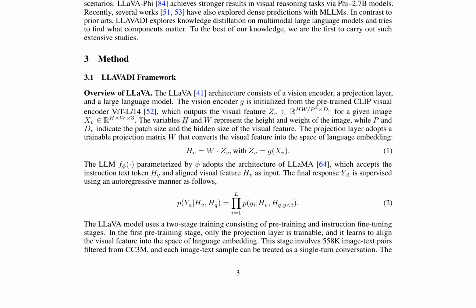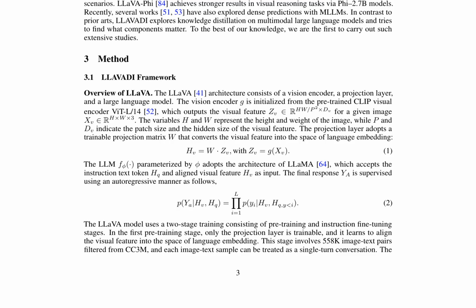LLaVA is a seminal work that feeds visual tokens into LLMs, enabling nuanced image information and intricate image-based reasoning. MobileVLM and LLaVA-Phi explore efficient MLLMs, achieving stronger results in visual reasoning tasks. LLaVA's architecture consists of a vision encoder, projection layer, and large language model.